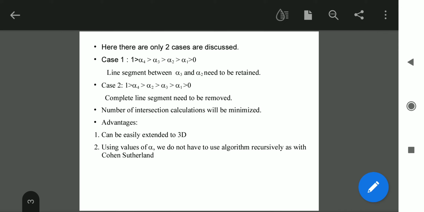Then what are the advantages of the Liang-Barsky line clipping algorithm? The first advantage is it can be easily extended to a 3-dimensional system. That is the first advantage. The second advantage is once we calculate the 4 intersection points, it is not required to apply the same algorithm recursively. But in the Cohen-Sutherland algorithm, we were applying the same algorithm repeatedly. That is, we were recursively calculating the outcode until the outcode became 0. But now here it is not the case. That is the second advantage.